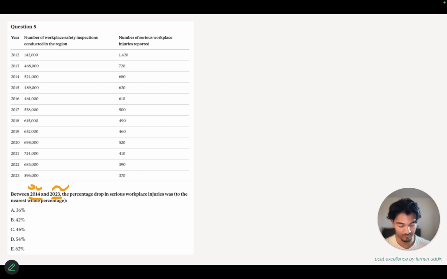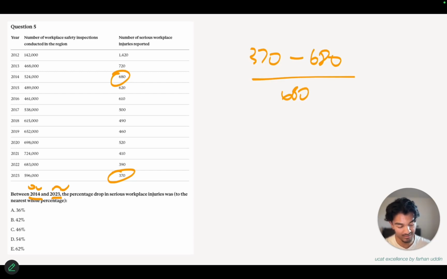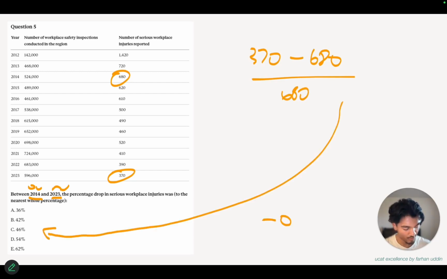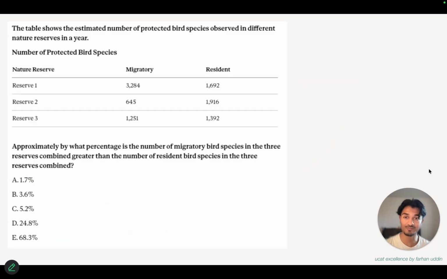What's the percentage drop? So we've got 370 and 680 as our numbers of choice. So what's the new value? 370. Old, 680. You end up getting the number of negative 0.455. That's what the calculator tells you. So we know that this is a negative change and it's a percentage drop. So we're heading in the right direction here. And 45.5 rounded ends up being 46. More questions. So feel free to pause the video here and have a go.